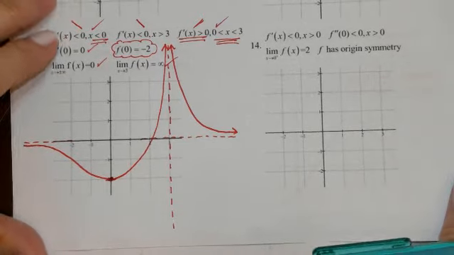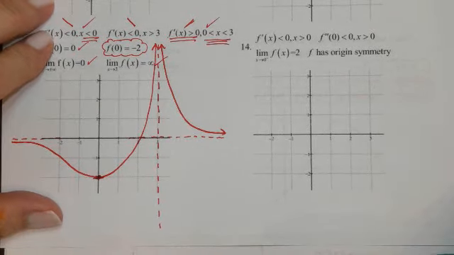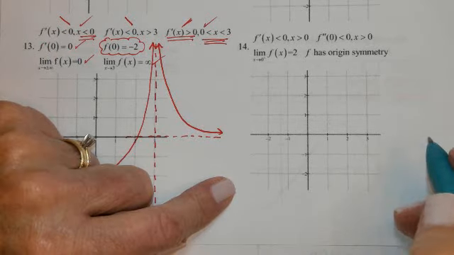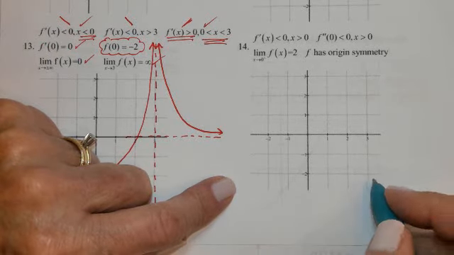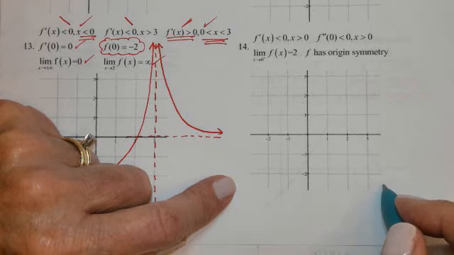So try 14 on your own, and then come back to me. Okay? Did they give us a point? No, they did not. No point. Well, that's a shame.